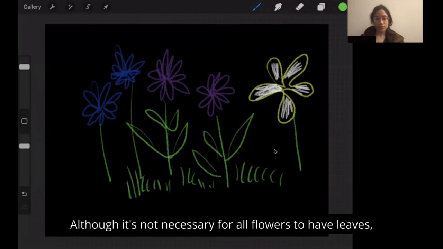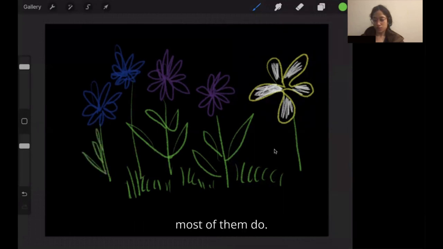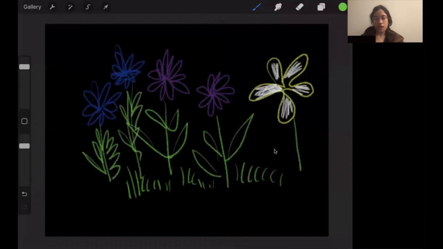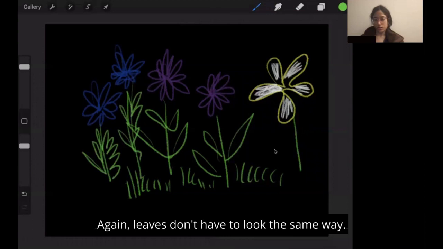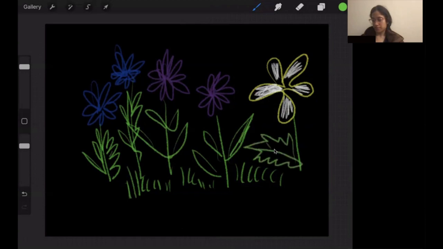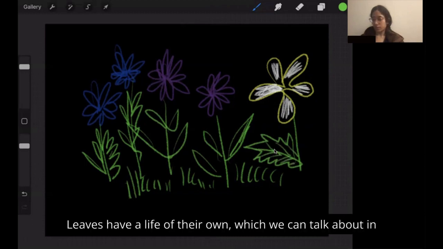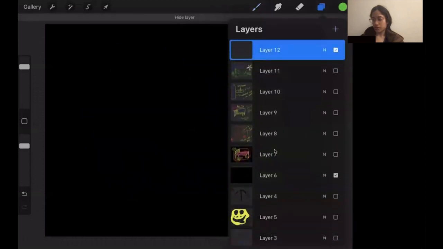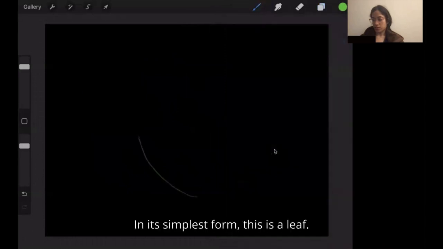Although it's not necessary for all flowers to have leaves, most of them do. So we're gonna draw the leaves. Again, leaves don't have to look the same way. This is a leaf, but so is this, and so is this. Leaves have a life of their own, which we can talk about in detail. So, in its simplest form, this is a leaf.